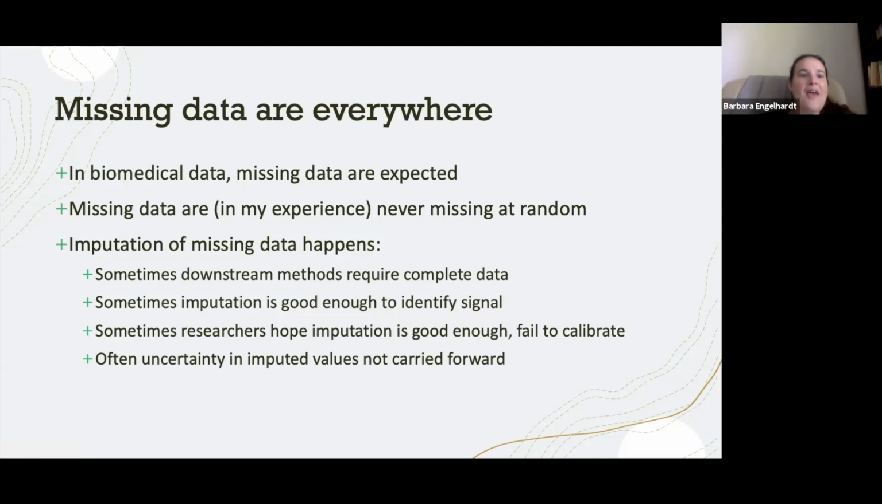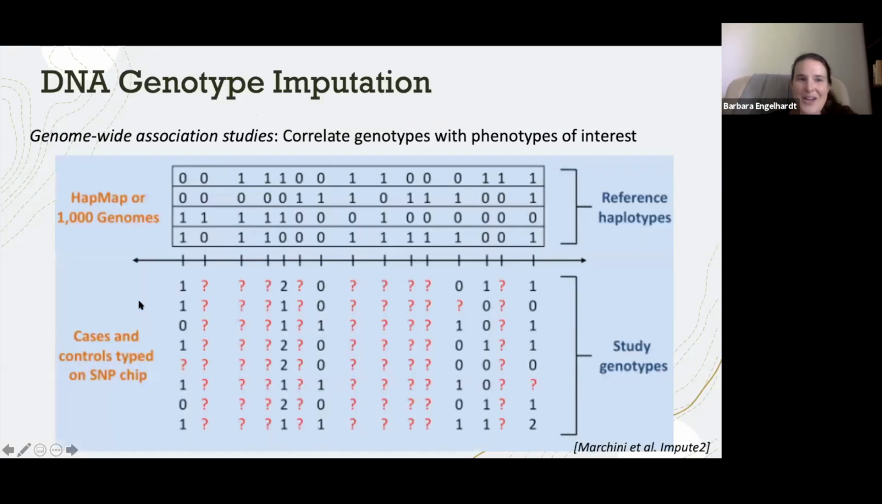Okay, thank you. And then I think importantly too, uncertainty in the imputed values is often not carried forward into the downstream analyses that happen. Okay, so starting off with DNA genotype imputation, which is probably something that people have heard about. In these genome-wide association studies that we perform, the goal of the studies is to correlate genotypes with a specific phenotype of interest, so we can find the underlying genetic basis of important phenotypes like disease. And here's a picture from the Impute2 website, which I think is informative.